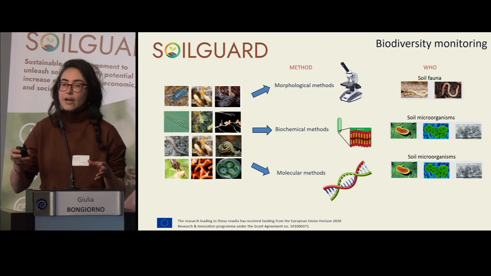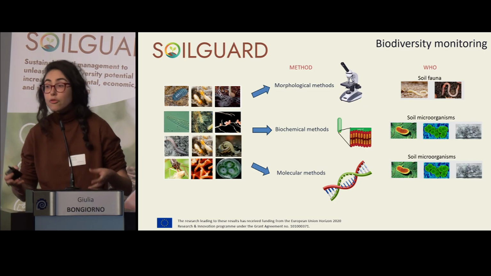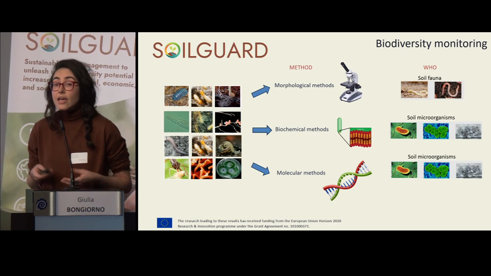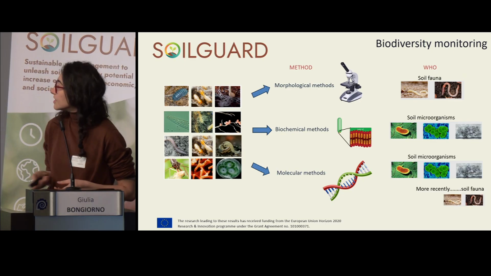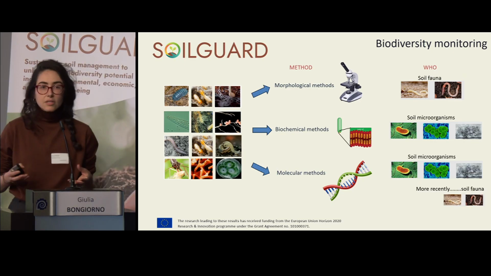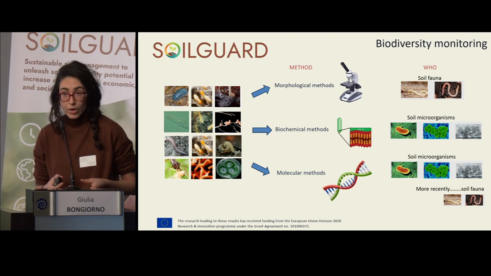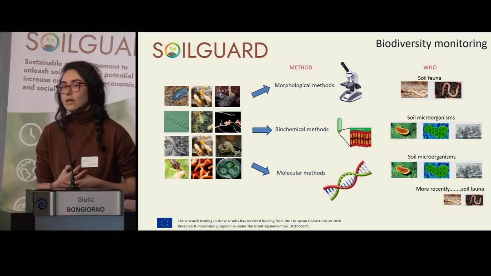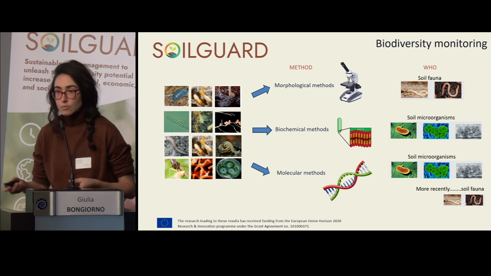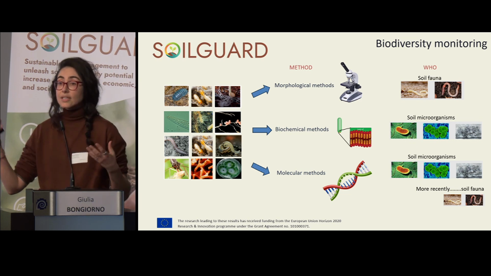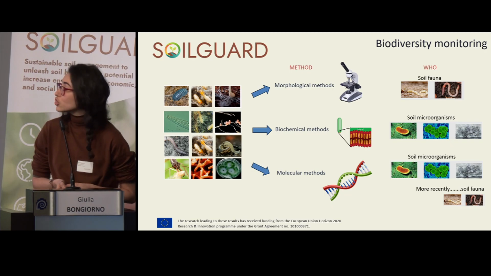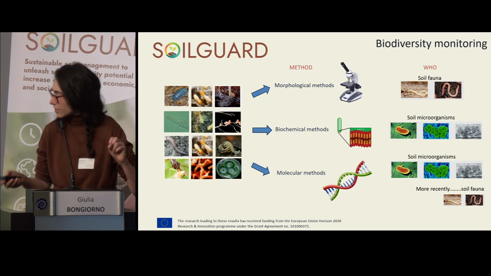Molecular methods really target DNA and RNA information present in the soil. In recent years, these molecular methods have also been applied for fauna, which is a more recent advancement, because usually, as I mentioned before, fauna is assessed through morphological methods, which are considered the gold standard.